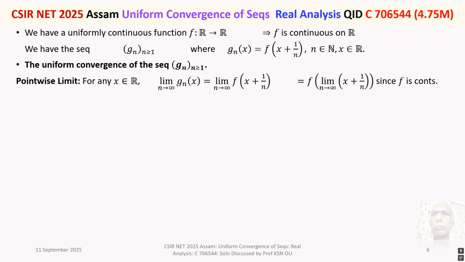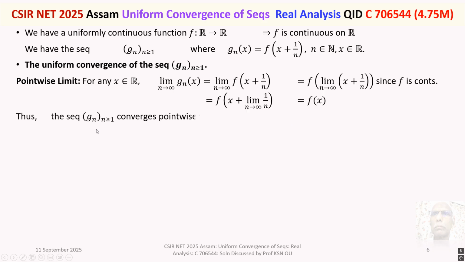And that will be equal to f of limit of x, which is x only, and limit n tends to infinity of 1 by n is 0. Therefore, it is f of x plus limit n tends to infinity of 1 by n, that is f of x. So, the sequence Gn converges pointwise to f. The limit function is f. Thus, the sequence Gn converges pointwise to f on R. Right, pointwise convergence, we got it.